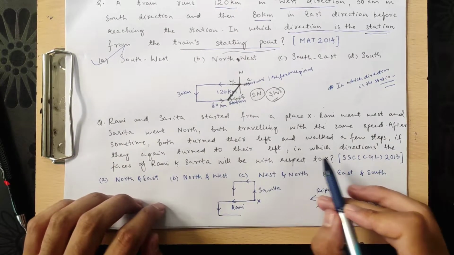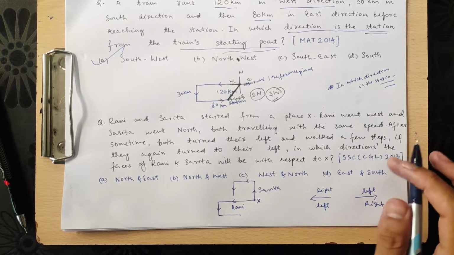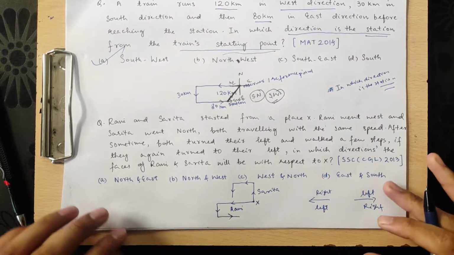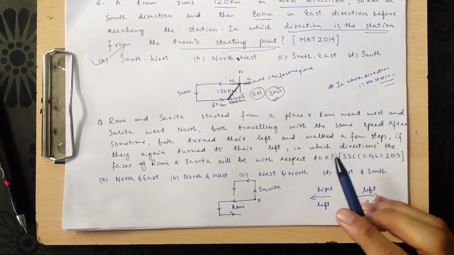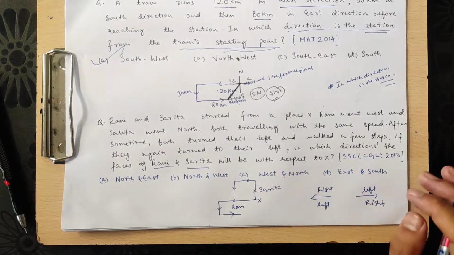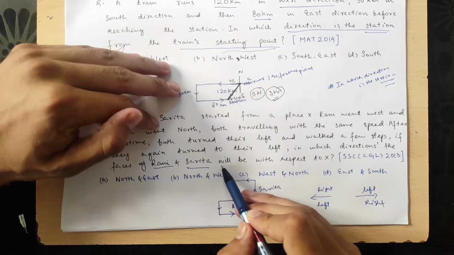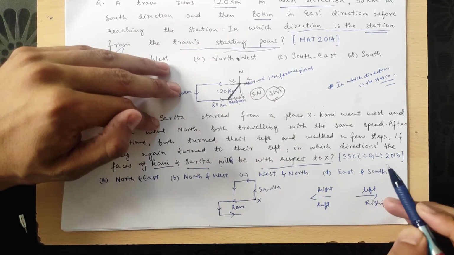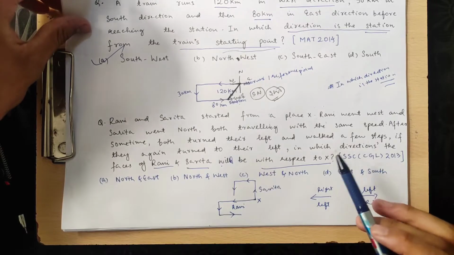Stop navigation. So in which direction will the faces of Rani and Sarita be with respect to X, okay? Let me tell you one thing, Rani is moving in this direction, okay, great. The examiner only wants us to say what the direction of the faces of Rani and Sarita is. That means in which direction Rani's face or Sarita's face is facing. Then he writes, with respect to X, okay?